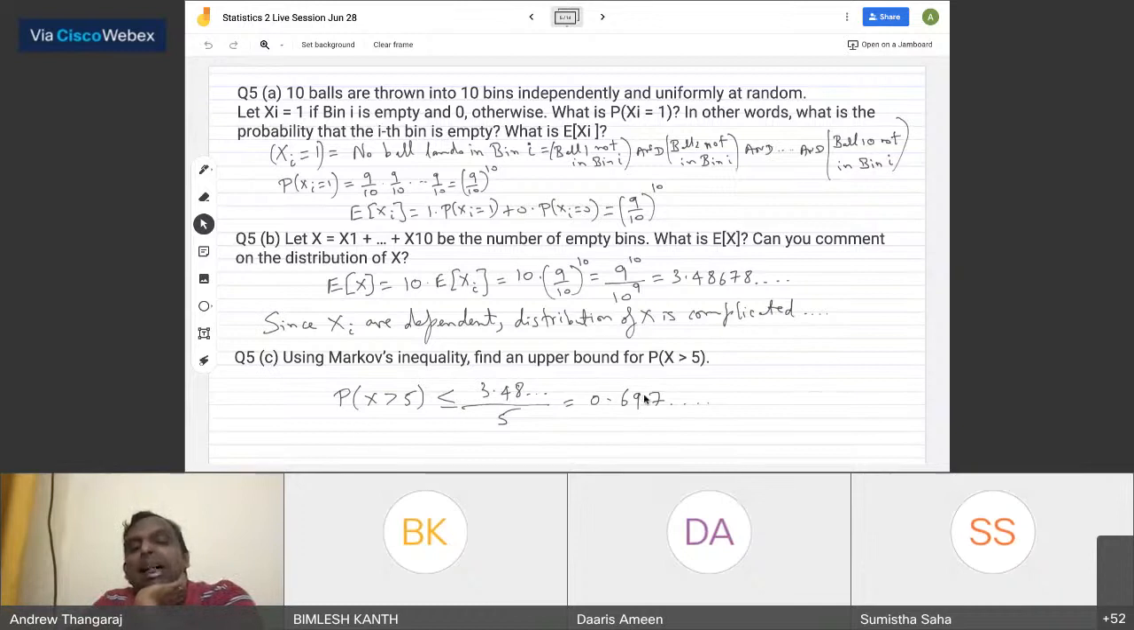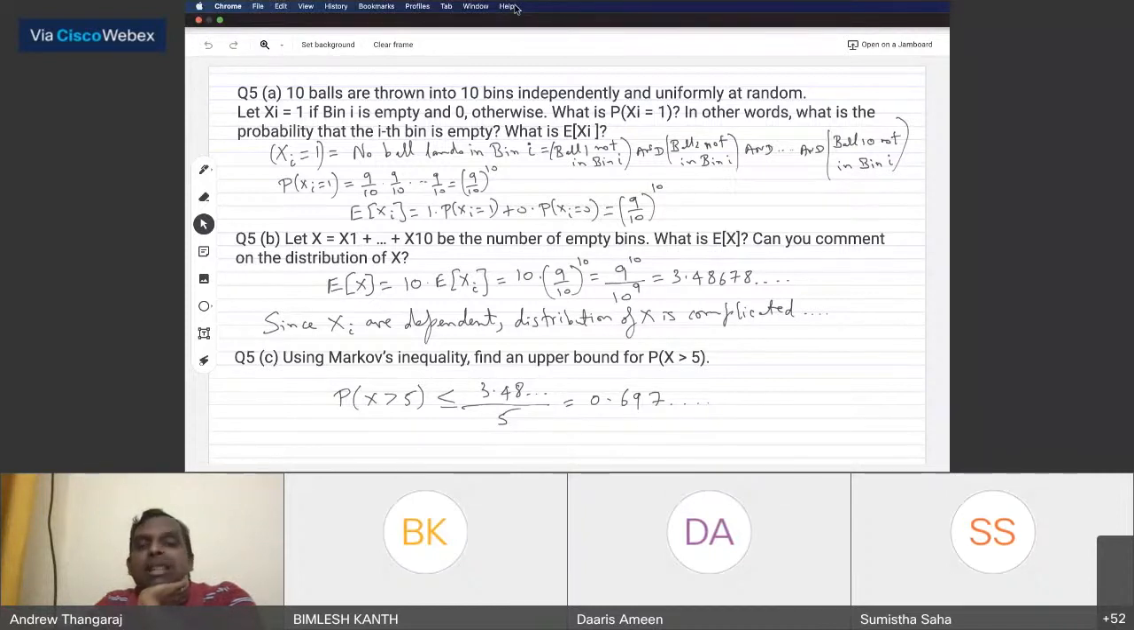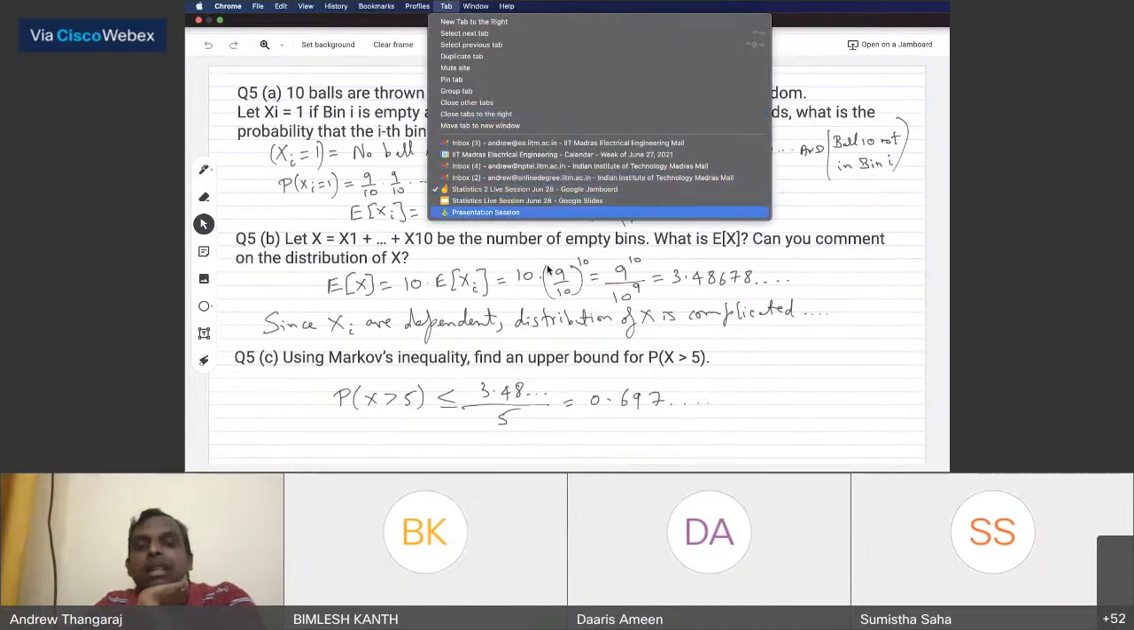But the xi are dependent. To think about why they are dependent, it's a little bit non-trivial to think of it that way. The distribution is complicated, but Markov bound is very easy. It's just 3.48. Okay, it's not 84, 3.48 divided by 5, it's 0.697. Okay, so there's one more case. There are many more cases like this you can imagine where you will get this correctly.